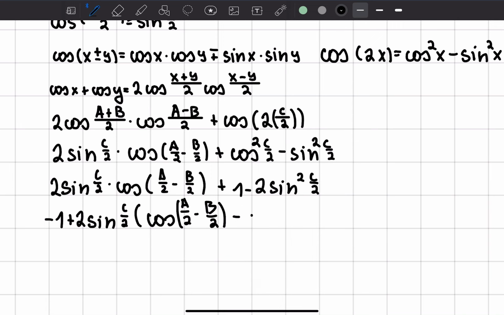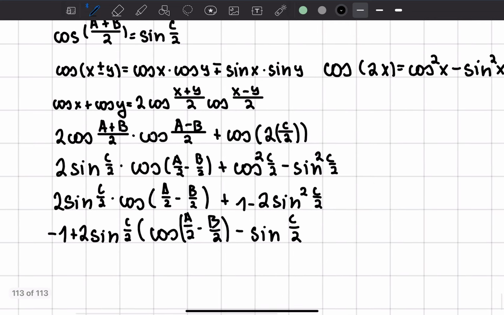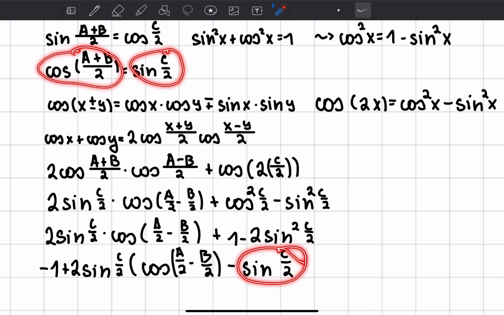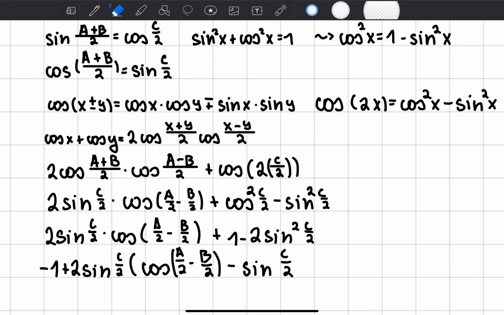Write a minus sign. And what is that? I'm just looking at it, wondering how can I write it? Well, I'm going to write it like this. See? This is the same thing. So let me do it. It's cosine a plus b divided by 2.